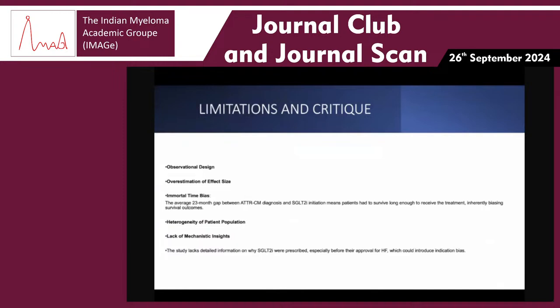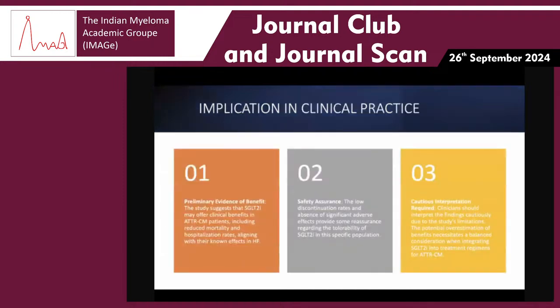The limitations and critique of this study: it is an observational design, so causality couldn't be ascertained. Overestimation of the effect size. The average 23-month gap between diagnosis and SGLT2 initiation meant that patients had to survive long enough to receive the treatment. Hence, there was something known as immortal time bias. There is heterogeneity of the patient population, lack of mechanistic insights, and the study lacked detailed information on why SGLT2 inhibitors were prescribed even before their approval for heart failure, which introduces indication bias.